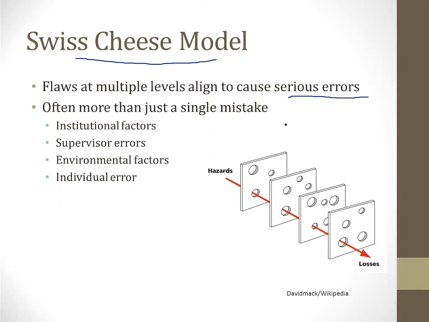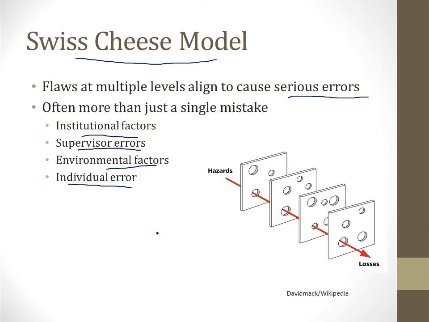So often it's not just one person who makes a mistake. There are institutional factors, supervision factors, environmental factors, plus individual error that all lead to harm to the patient. So, for example, when you are analyzing a mistake made by a doctor at the bedside, it may turn out that that doctor was poorly supervised. It may turn out that the hospital did not have adequate lighting and that led to the mistake. And it may further turn out that there were other institutional factors at play.